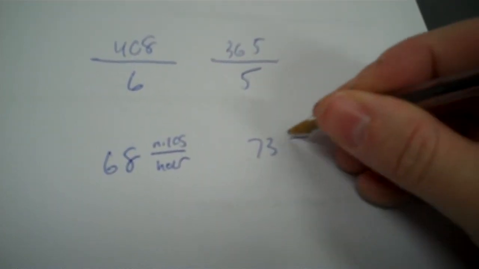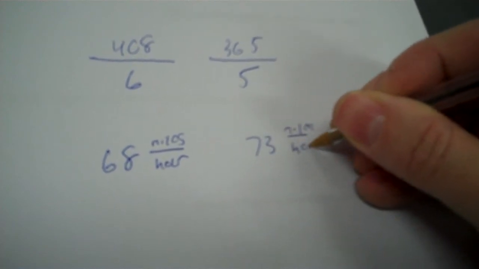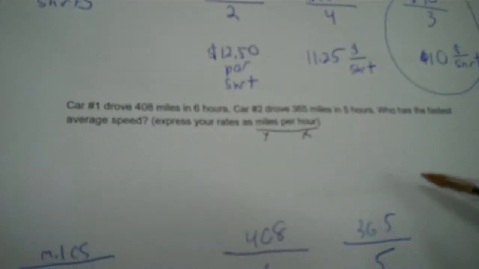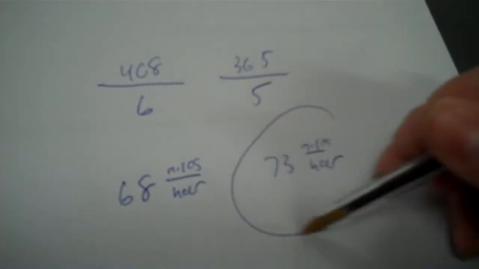So 365 divided by 5 is 73. And the same thing, miles per hour. Now, which one's the faster speed? Well, 73 is faster, okay? So there we go.